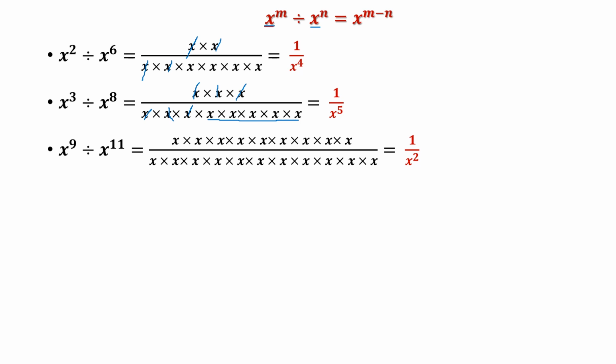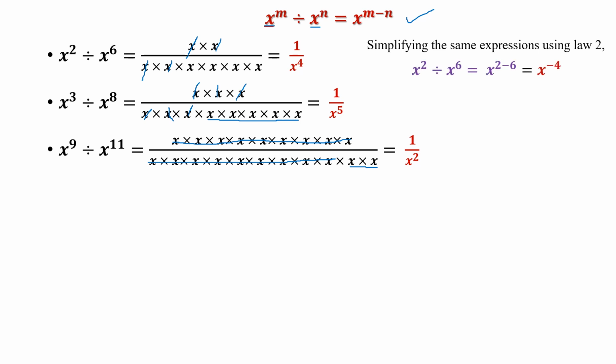We have x to the 9 divided by x to the 11. If we cancel like that, we'll remain with 2 x's only. These 9 x's will cancel with these 9 x's, remaining with these 2 x's in the denominator. So our answer is 1 over x to the 2. Let's also simplify the same using the second law, where we are simply subtracting the powers. In this case, it will be x to the 2 minus 6, which is x to the minus 4.